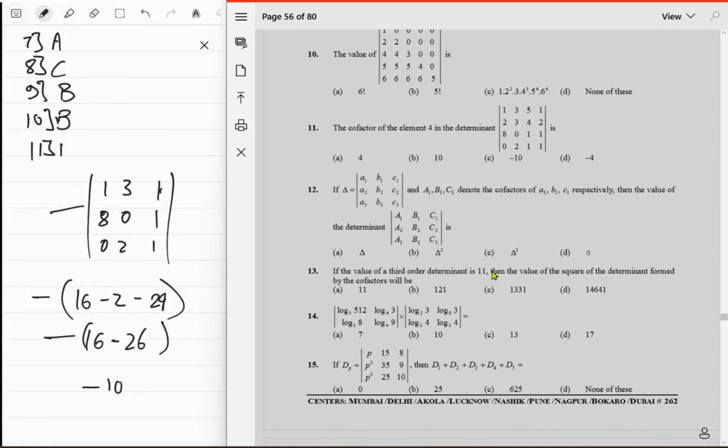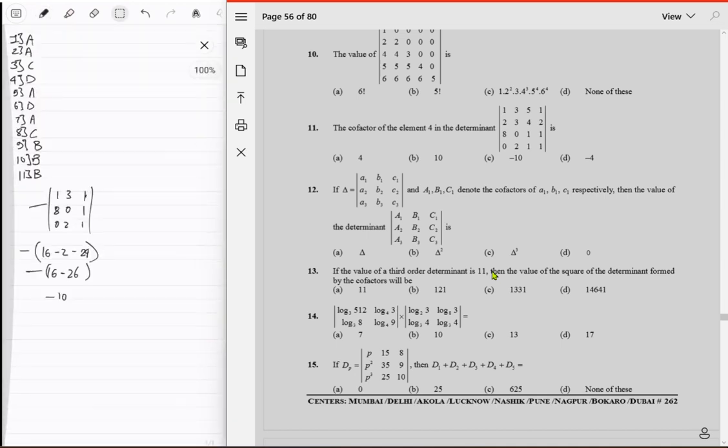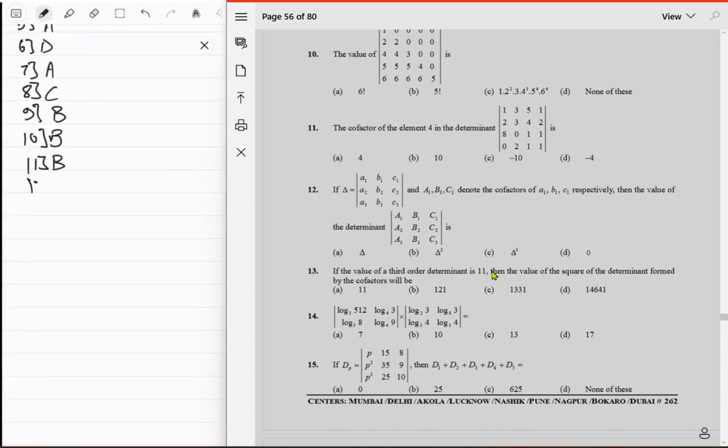Next question. You know the thing, right? It's just a minor, but with the negative 1 power i plus j thing. Okay, that's our cofactor. If delta equals this thing, and this denotes the cofactors of a1, b1, c1 respectively, then the value of its determinant will be... okay, yeah, so this is the thing. This is, of course, our cofactor matrix.